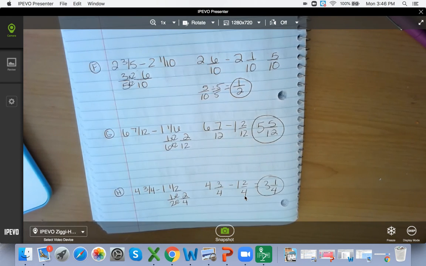There's going to be nothing new in math. It's all going to be a review from 4th grade, maybe a little bit of review to get you ready for 5th grade. All right, happy learning, guys.